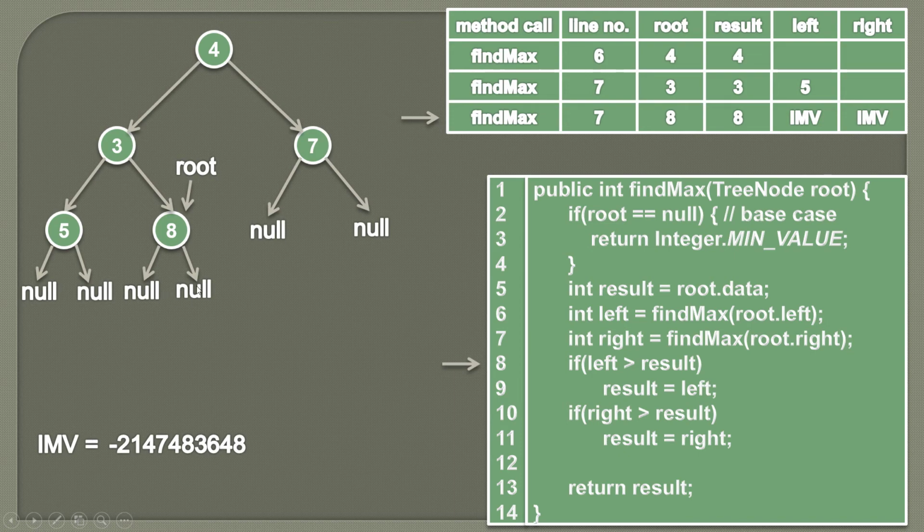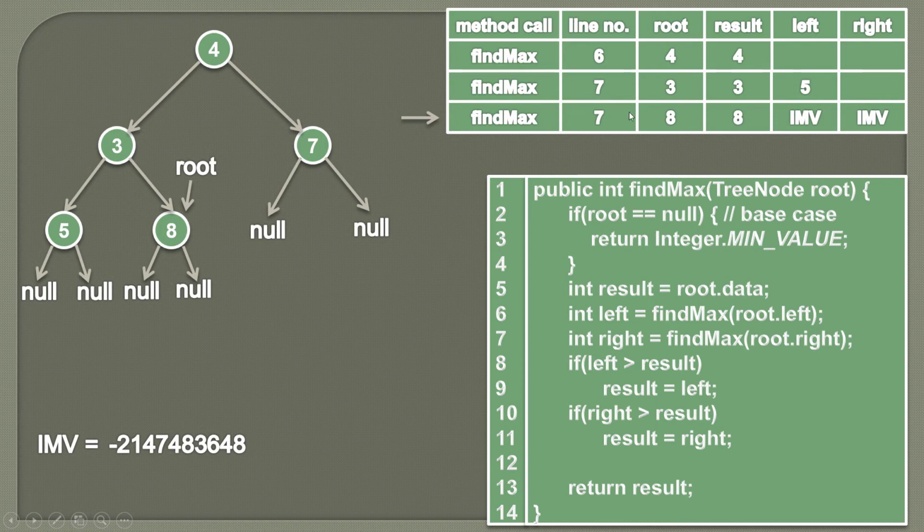And now as we have got these 3 values to compare, we will check whether left is greater than 8 or not, because we need to find the maximum value. So left is not greater than 8. So this condition comes out to be false. Right is also not greater than result, because right is storing the integer's minimum value and 8 is greater than this value. So this condition also comes out to be false. And we'll simply return 8 from this method, because we have found the maximum value of this right subtree, which is 8. So we'll simply return 8 from this findMax method.